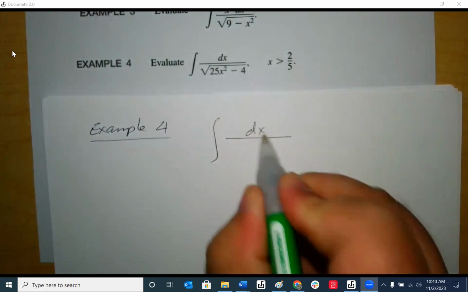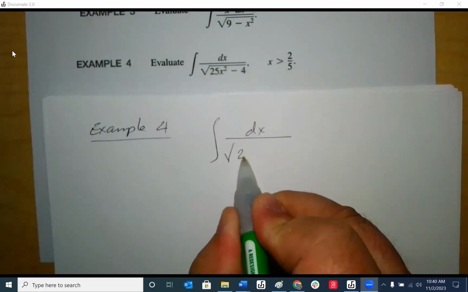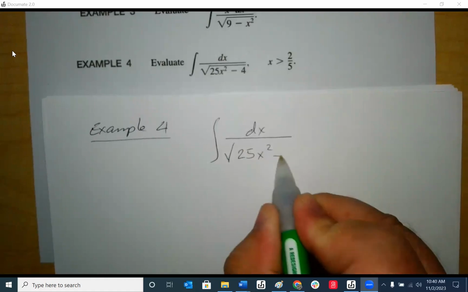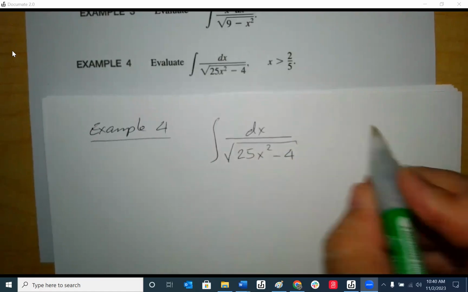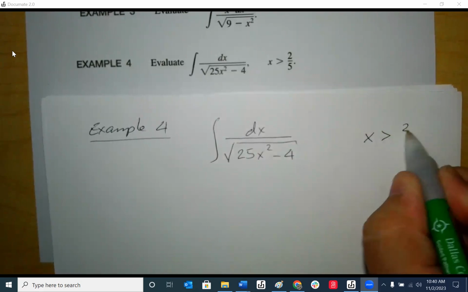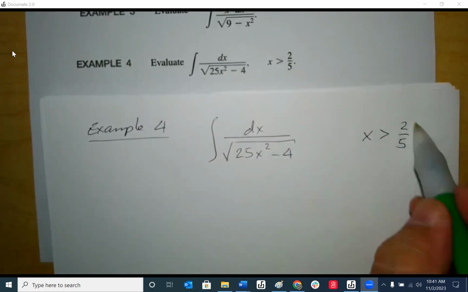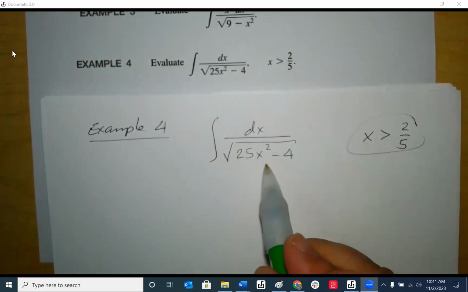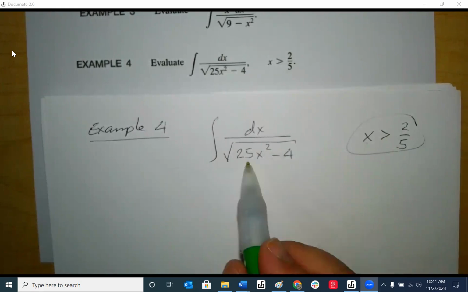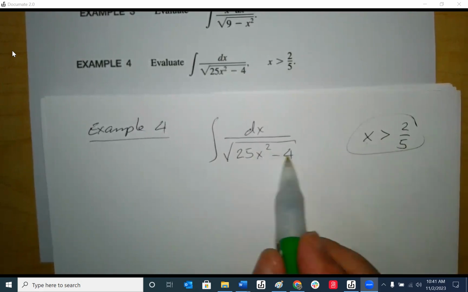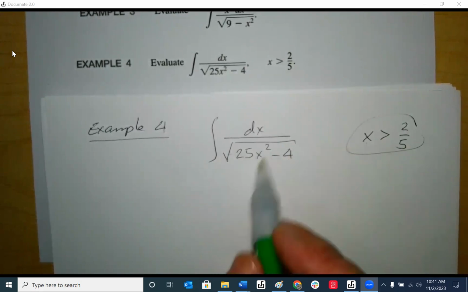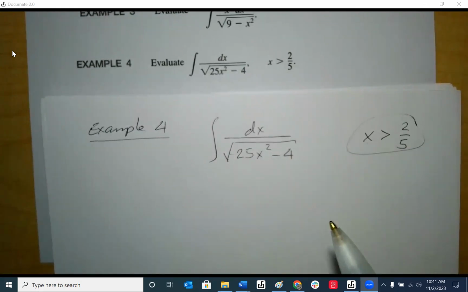Find this one. The integral of dx over 25x squared minus 4, where x is greater than 2/5. This is important because if it's equal to 2/5, the denominator will be 0, and if it's less than 2/5, it'll be negative. So our domain has to be larger than 2/5.